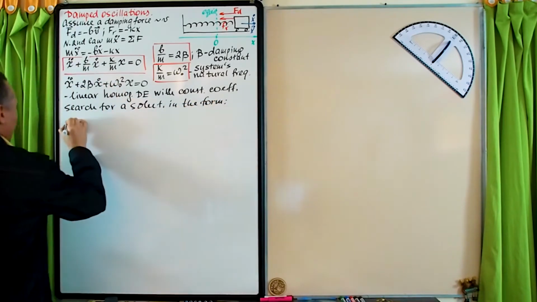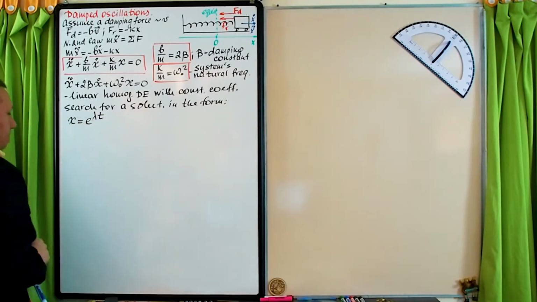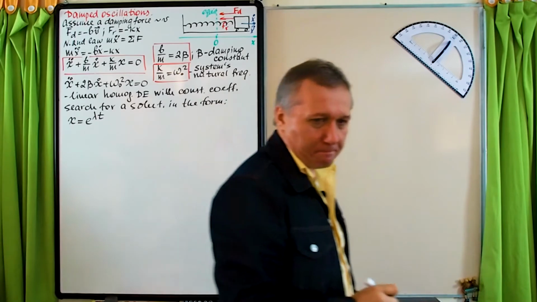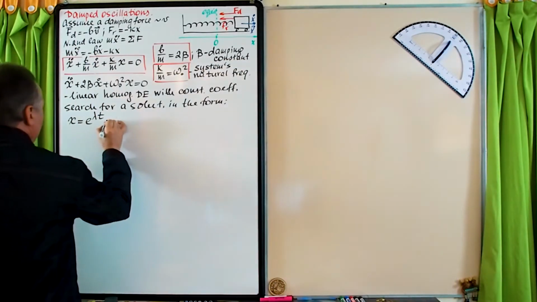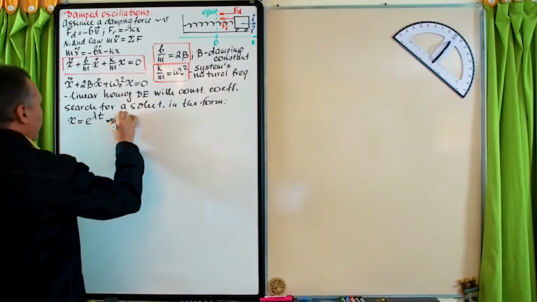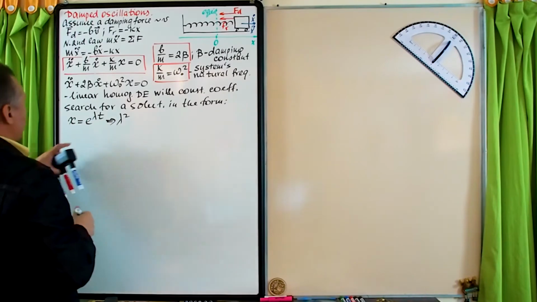Sorry. x equals e to the power of lambda t. Right. So plug it in. Of course, we will get the characteristic equation. It will be lambda squared e to the power of lambda t. I will remove it immediately.